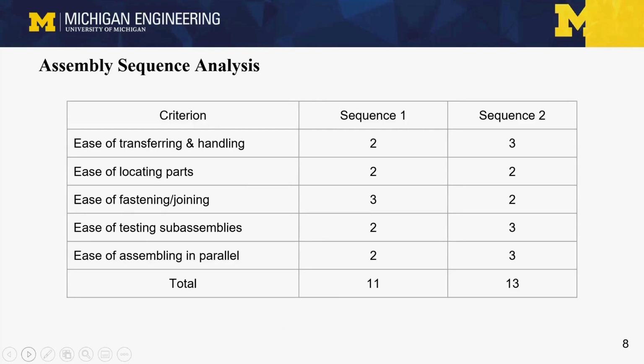There is a slight preference for sequence 2 over sequence 1 because starting from the back makes it easier to transfer and handle. There's also relative ease of testing sub-assemblies and it also gives you some flexibility of assembling in parallel compared to sequence 1.